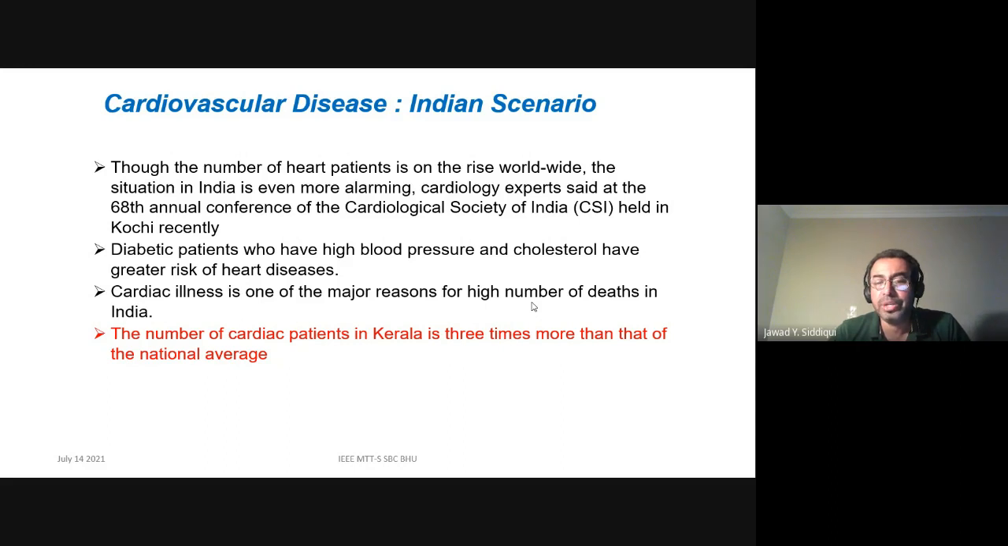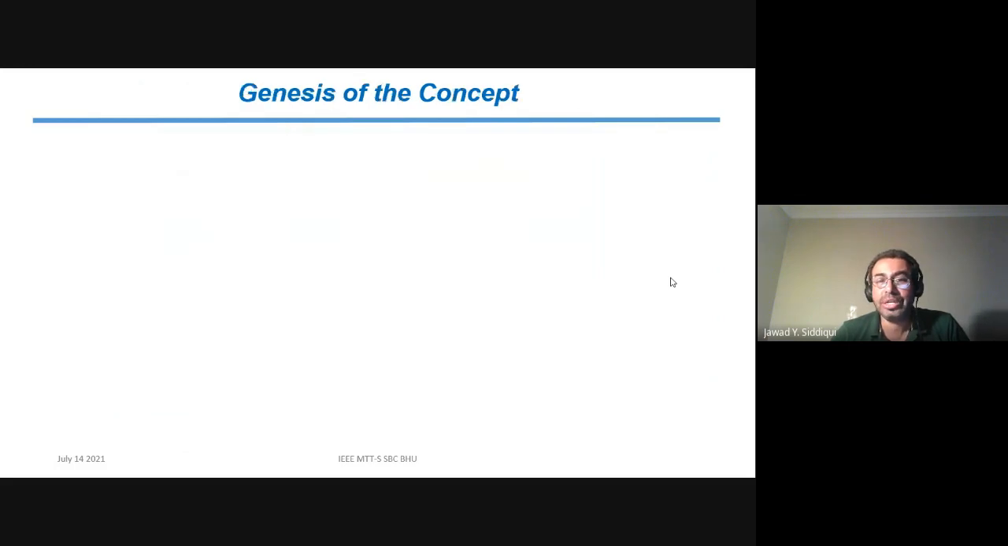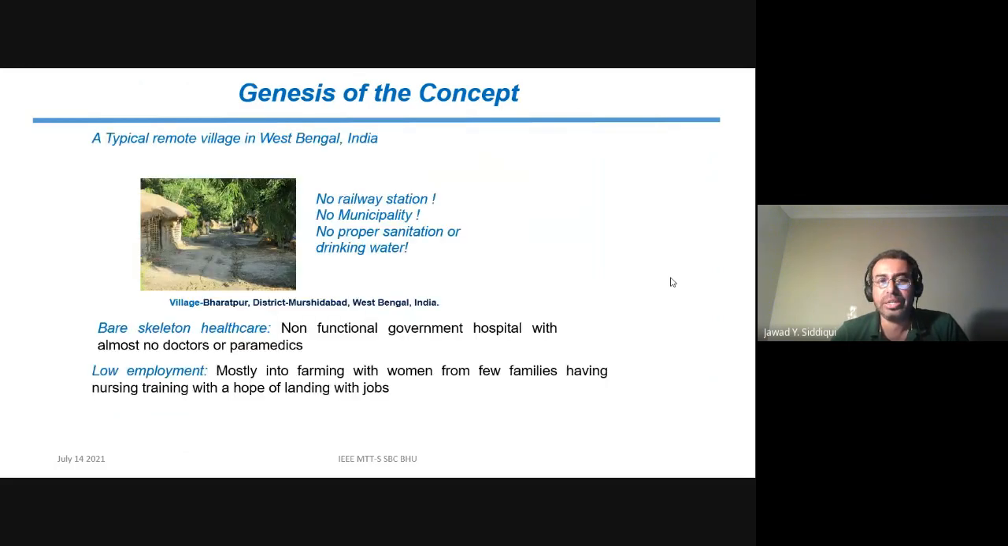The number of cardiac patients in Kerala is 3 times higher than the national average. And that's a cause. And of course, there's a shortage of healthcare providers. If you see the shortage of healthcare providers mapped on this world map, if you take the ratio of the population to the number of doctors, the ratio is very skewed, and that's alarming. Because if you can't get healthcare providers, how could you get specialists, especially cardiac specialists?